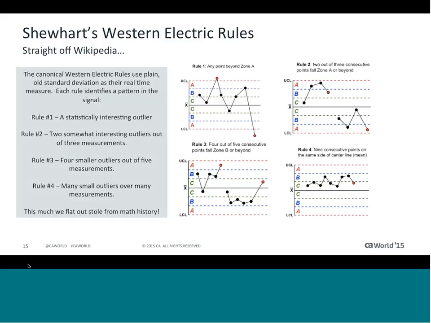And some of you are going to look at this and say, hey, that looks a lot like the rules that people are manually applying. And I don't think that's an accident, right? So the idea of the Western Electric Rules, all you need to understand from a math perspective is what a standard deviation is. For those of you who don't know, the rough idea of standard deviation is that it tells you about the variance within your signal.